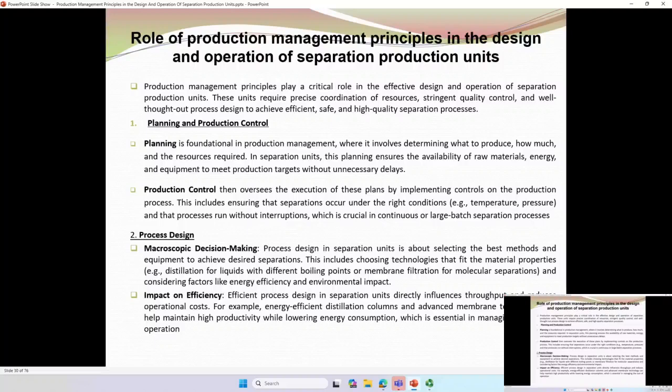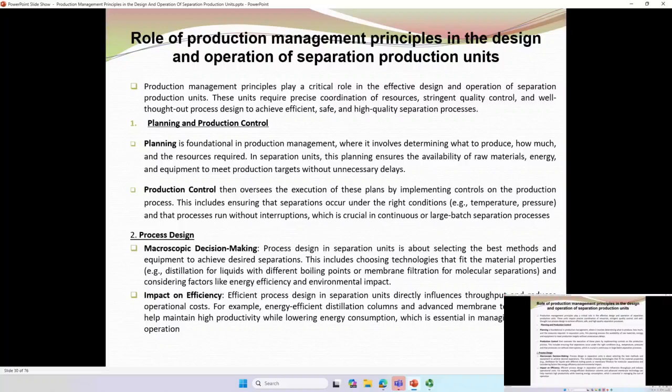Now, the method we are selecting, for example, for centrifugal separation, sedimentation, that's the method, right? Then the equipment, what are the equipment we need surrounding it to achieve the desired separation? So this includes choosing technology that fits the material properties, like distillation for liquids with different boiling points, and so on and so forth. And considering factors like energy efficiency and environmental impact. The reason why I said in your project, you need to add environmental impact to it. Very important.